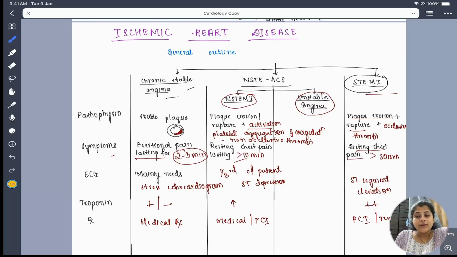There is fissuring or erosion of plaque leading to activation of platelet aggregation and coagulation cascade. So if there is non-occlusive thrombi, there is NSTEMI. If there is completely occlusive thrombi, there is STEMI. STEMI is very, very emergency. You should always treat the patient with percutaneous coronary intervention, whereas chronic stable angina and NSTEMI, you can decide depending on the condition of the patient. Troponin is elevated in NSTEMI and STEMI.